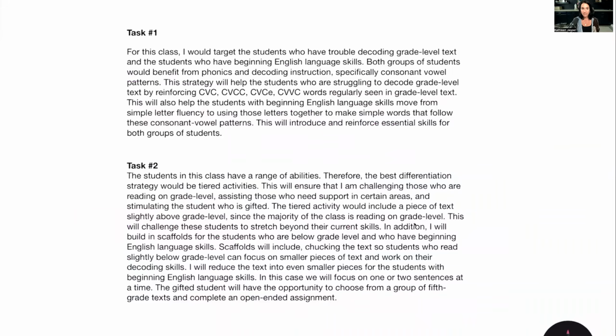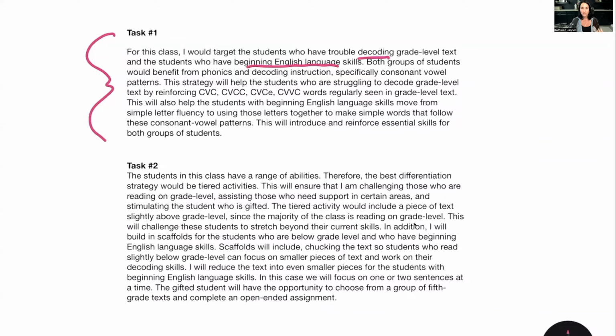You can see I have task number 1 and task number 2, but let's just focus right now on task number 1, all right? Now, I already said for this class, I would target the students who have trouble decoding grade level text and the students with beginning English skills. Okay, so those are my two groups of students. Right away, I hit that task attribute. So right away, that's a check mark for that. Both groups of students would benefit from phonics and decoding instruction.